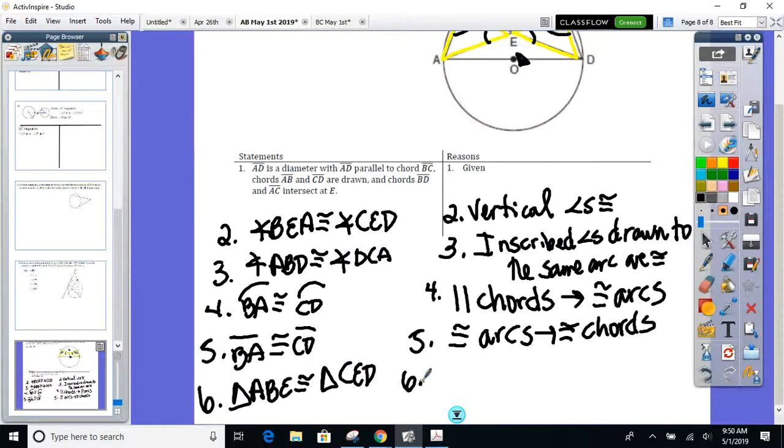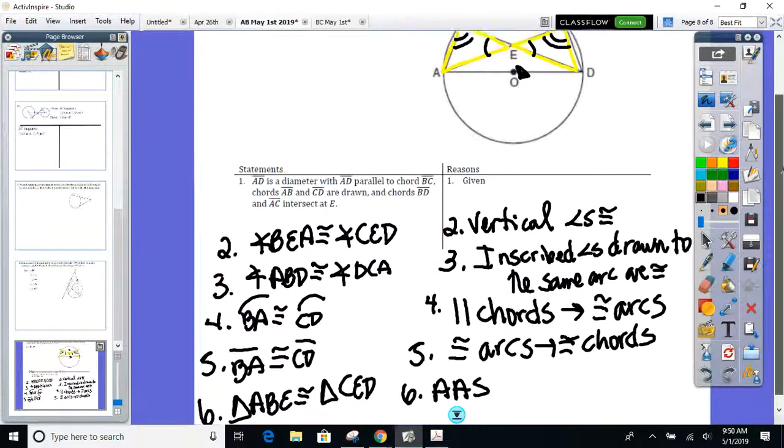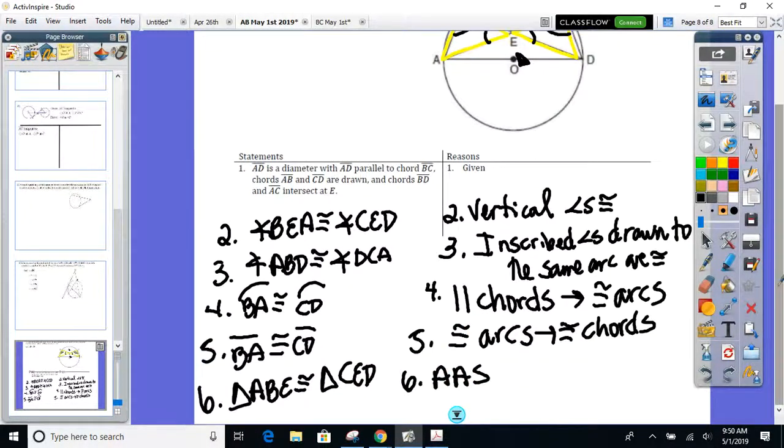Anybody got a method there? Because it is a specific one. What do you got, Sam? That side's not in between. Good. So it's angle, side. And then we finish this sucker up with CPCTC, BE and CE.